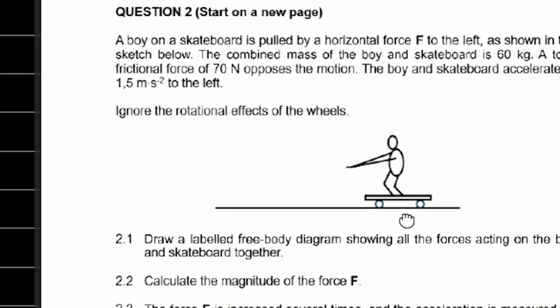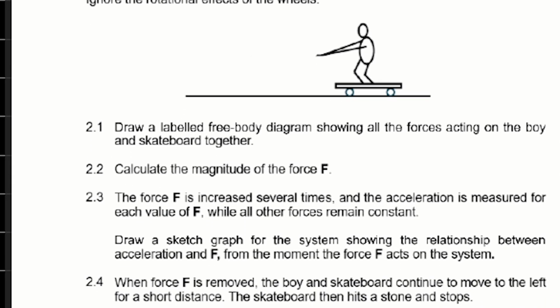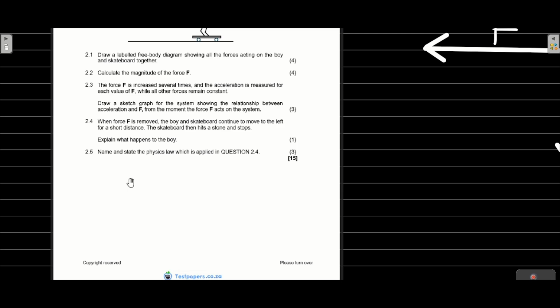But it hits a stone. The skateboard specifically hits a stone and stops. But the boy didn't hit the stone, just the skateboard. Obviously the boy is going to fall off the skateboard and keep going. And that's what happens to the boy. He keeps moving. But the skateboard has stopped. Although the skateboard has stopped, the boy keeps moving.